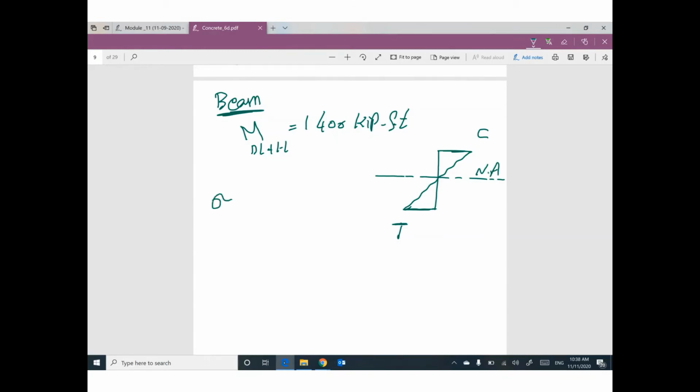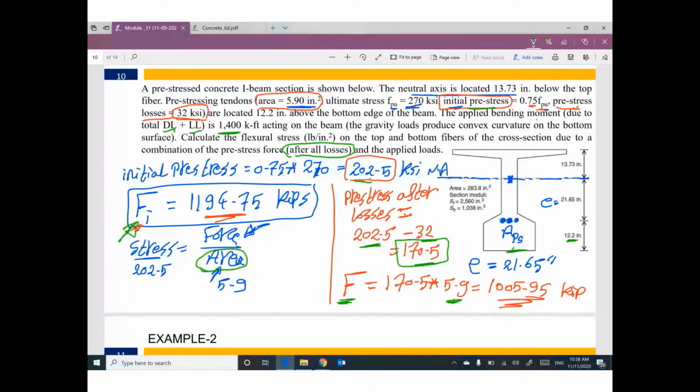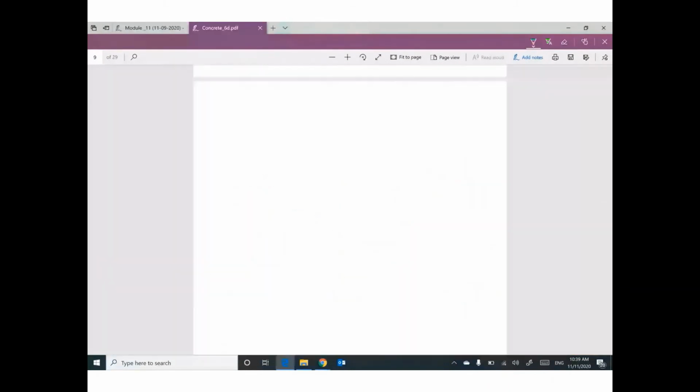This stress equals this moment times y divided by I. We need to figure out the value of sigma tension at the bottom. The value of moment is 1,400, but it's kip-foot and everything will be in inch, so I will multiply it by 12 to be kip-inch. What is the value of y at the bottom? Can you tell me from the section geometry what is the distance between the neutral axis and the bottom of this cross section? This is y. We can call it y bottom. And this distance is y top. So what is the value of y bottom? It will be 21.65 plus 12.2. This distance will be 33.85.